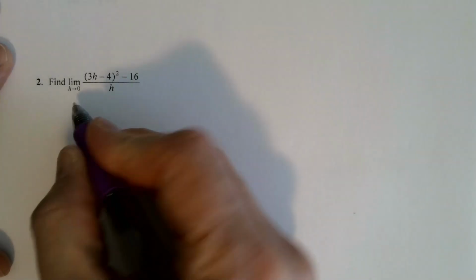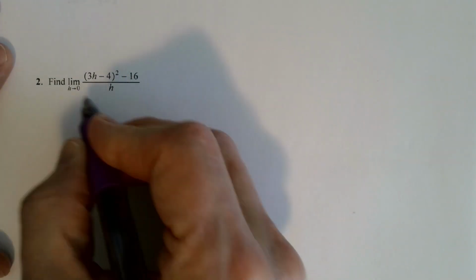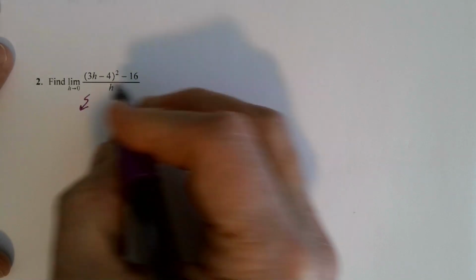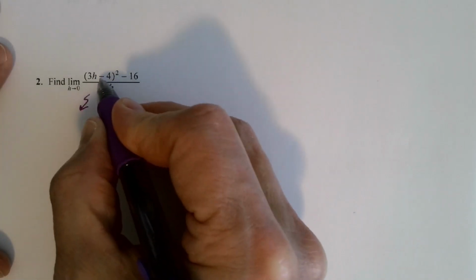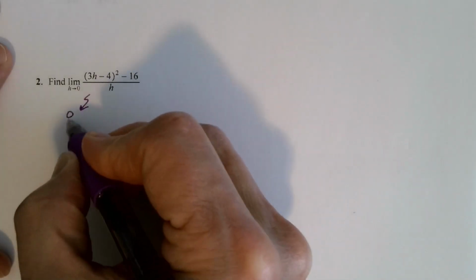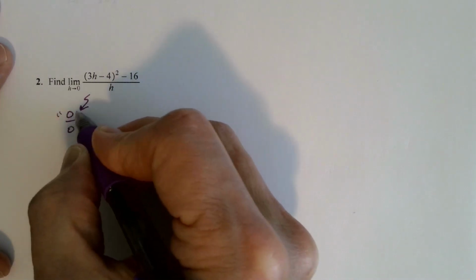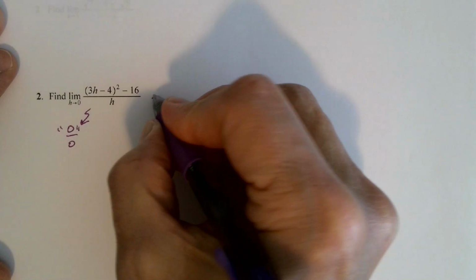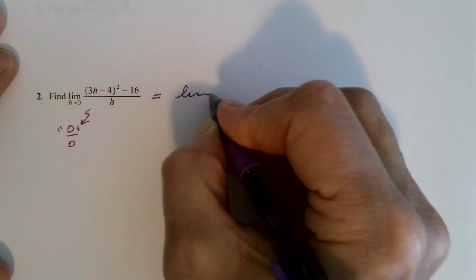Real quick, I think you can see if I plug in h equals 0 that the denominator is 0 clearly, and 0 minus 4 is negative 4 squared is 16, minus 16 is 0. Real easy to see this is indeterminate form. So what does that mean? It does not mean the limit does not exist. That means we've got work to do.